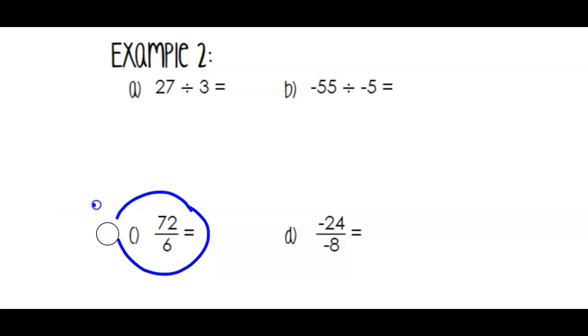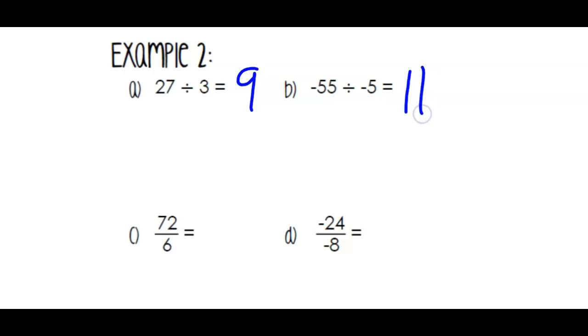So if we start with the first one, which is 27 divided by 3, we know that that is 9. And because it's a positive divided by a positive, the signs are the same, it's going to be positive 9. Negative 55 divided by negative 5. Well, 55 divided by 5 is 11, and they're both negatives. Negative divided by negative is a positive 11. All right, moving on to letter C. We have 72 divided by 6, and anything, again, written as this fraction is division. 72 divided by 6 is going to be 12.